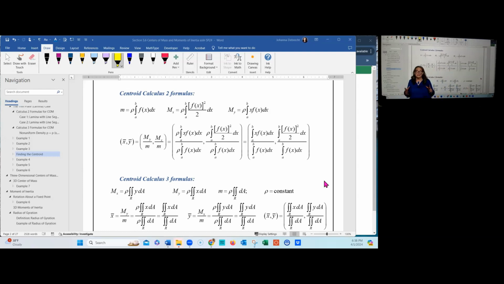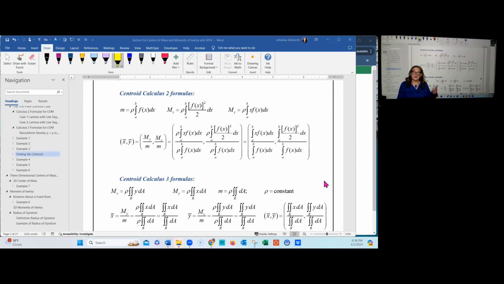Now, which one is easier to apply depends in large part on the shape of the object that you have and the functions that are giving the boundaries for your region. So whether the Cal 2 or the Cal 3 is better just depends on the problem. You'll have to try it and see.